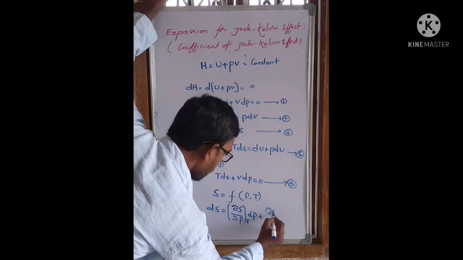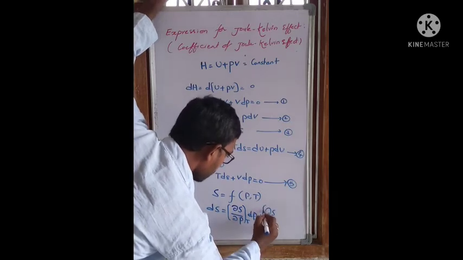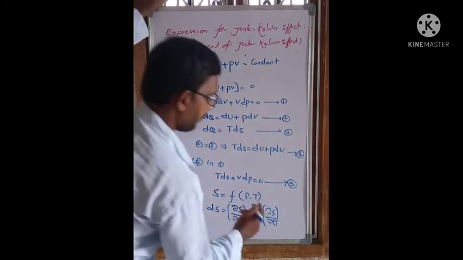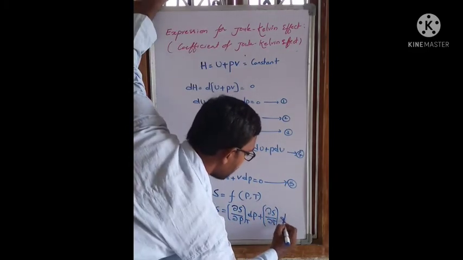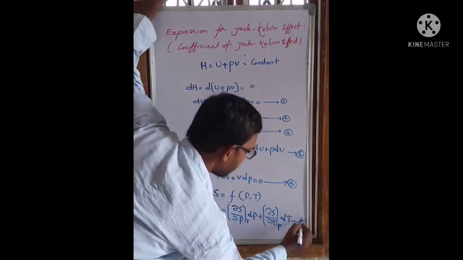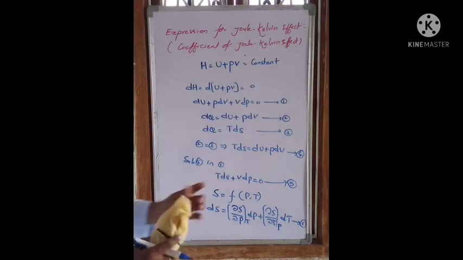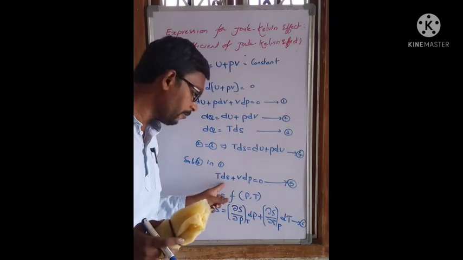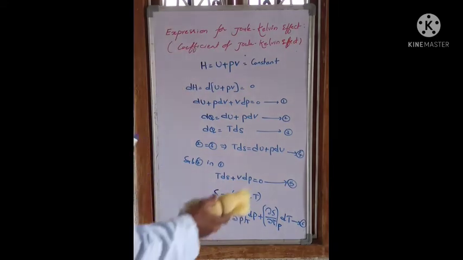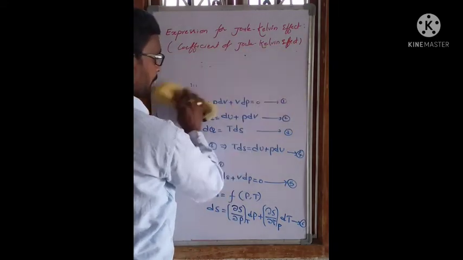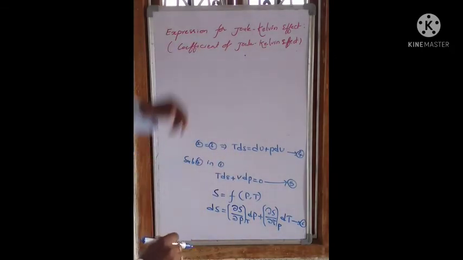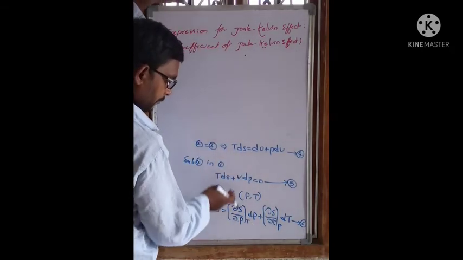plus dou S by dou T, partial differentiation with respect to temperature where the pressure is constant, dT. Assume this is equation number 6. Now substitute equation number 6 in 5. Substitute the dS value in 5. Let us see what we get here.